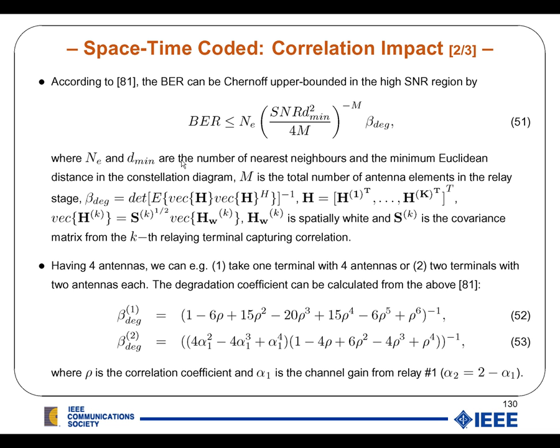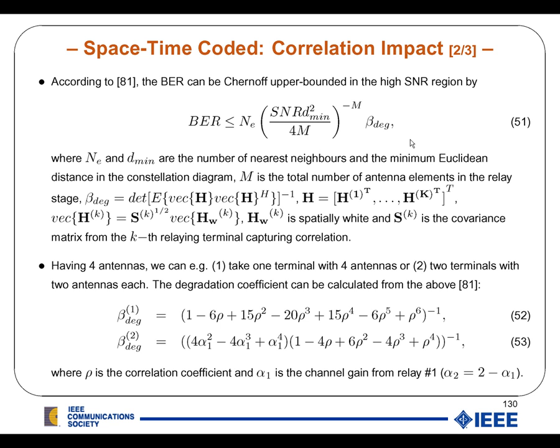It turns out that the bit error rate can be Chernoff upper bounded by that expression here, where we have the signal to noise ratio to the power m, where m is the total number of antenna elements in the relay stage. D min is the minimum Euclidean distance in the constellation diagram. N is the number of nearest neighbors.